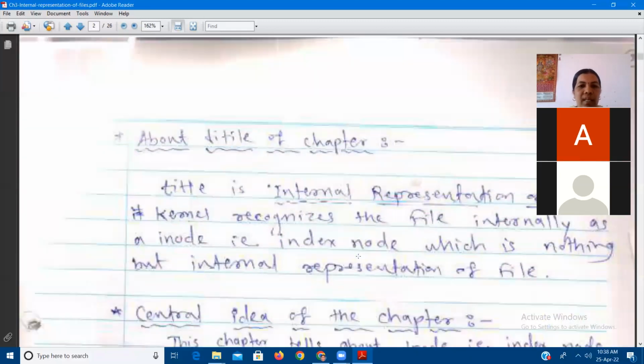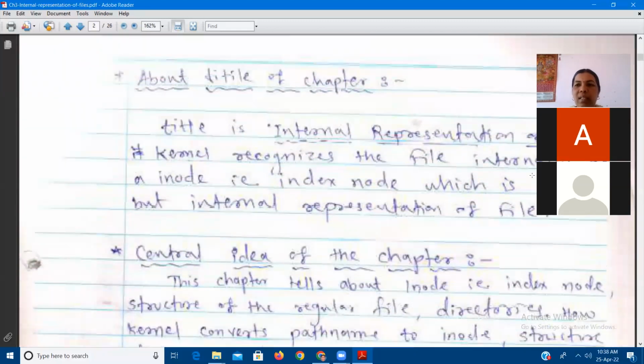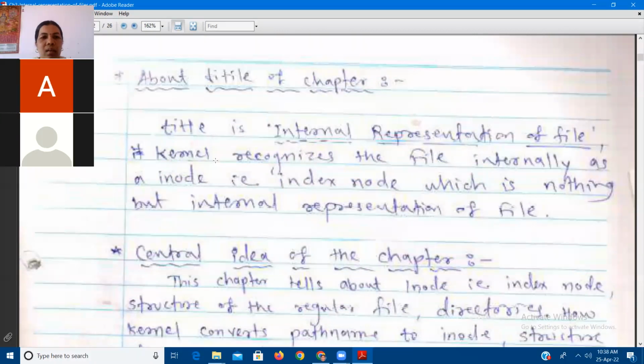So this is about the title of the chapter. The title is internal representation of a file. The kernel recognizes the file internally as an inode, that is index node, which is nothing but the internal representation of a file. Like you people, you are the students. Externally you will be represented with the help of your name, but internally as a part of the college system, you will be represented with the help of a unique ID, that is your roll number, right?